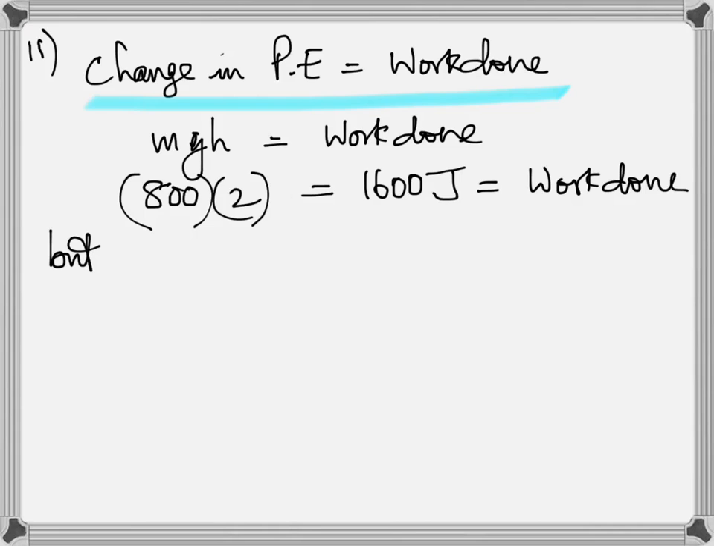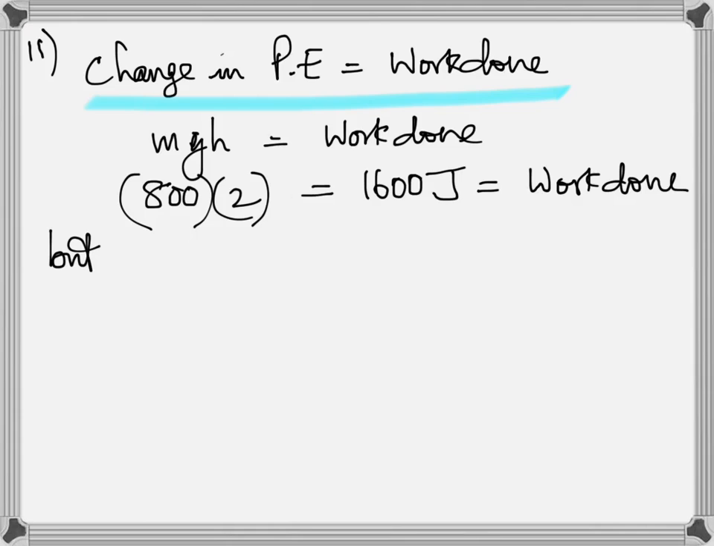But the question says, how much work was actually done? Go back to the question. Look at the question. How much work was actually done? 3200 joules was done. Now tell me why you had to do extra work. Because of friction. So this was the work that you should have done to get the box up there if there was no friction. Now you had to do double this.